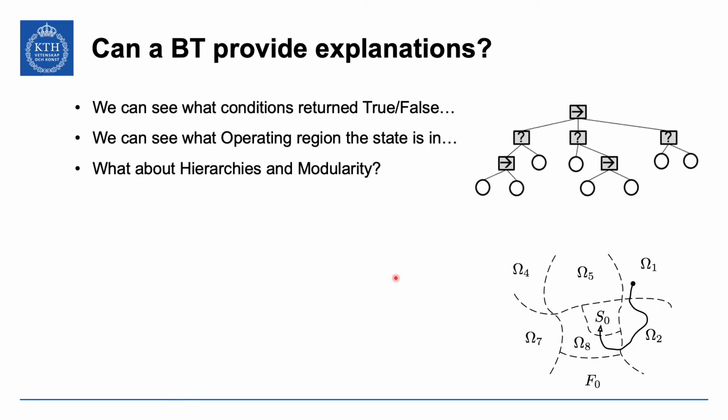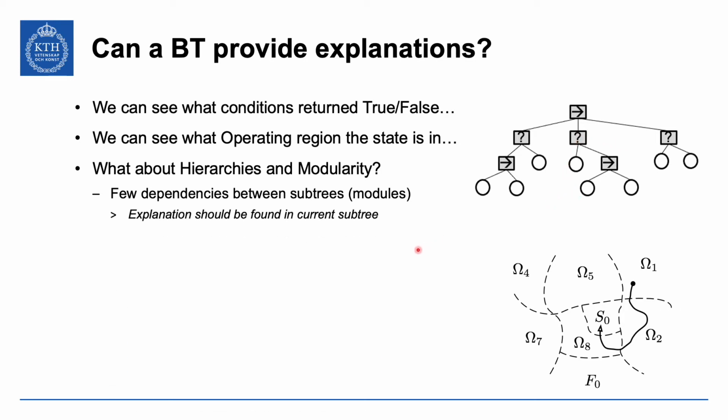What about hierarchies and modularity? We're going to see that we can get some answers from these areas. So we know in behavior trees there are few dependencies between subtrees in modules. What's happening down here should be connected to the closest subtree and the next closest subtree, and it should be less connected to what's going on over here. So there should be some kind of local explanations inside the subtrees. The explanation should be found in the current subtree.